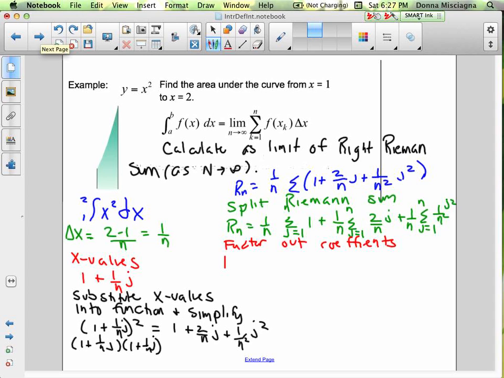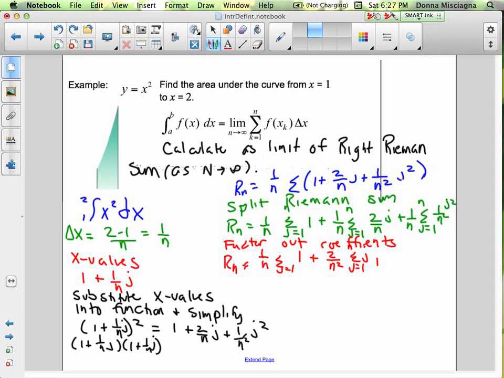All right, so R of n equals, can't factor anything out here, so 1 over n sigma, j equals 1, plus, we can factor out the 2 over n, so that would be 2 over n squared sigma, j equals 1, n j.